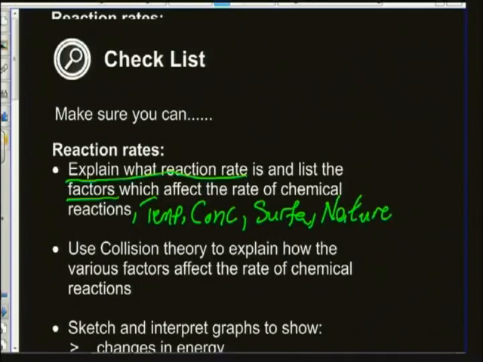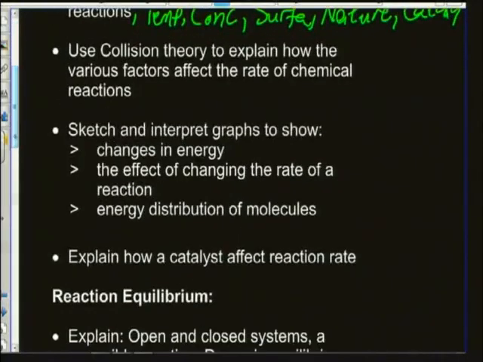The nature of reactants affects the rate of your reaction, and of course, a catalyst affects the rate of a reaction. Now, the other very important thing is that you should be able to use collision theory to explain how various factors affect the rate of a reaction. By so saying, I mean that collision theory helps you explain how, for an example, temperature affects the rate of reaction. In other words, you look at the increase in kinetic energy of particles and how that will affect the number of collisions.